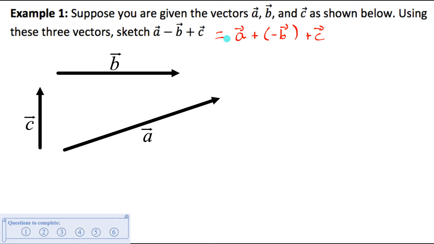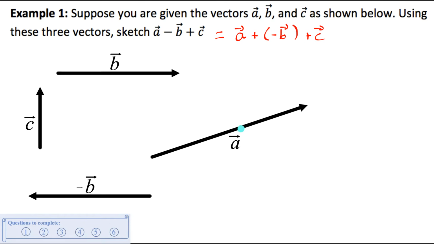Okay, so if I want to do the sum of these three vectors, first of all, I'm going to have to get negative vector b. So I'm going to copy and paste vector b, and down here, I'm going to change this bottom one to negative vector b. And how do I do that? I keep its magnitude the same, but make it go in the opposite direction. There we go. Down below, I now have negative of vector b. Same magnitude as vector b, but it's going in the opposite direction. Okay, so now I can reposition these vectors so that I have vector a plus negative vector b plus vector c.